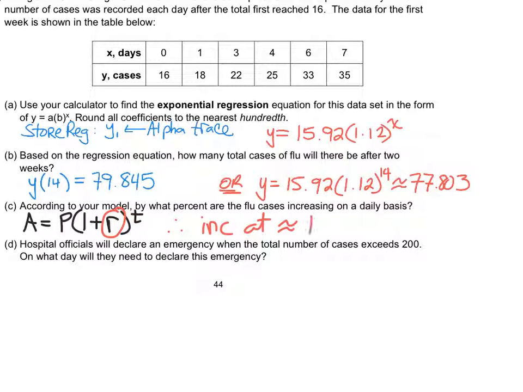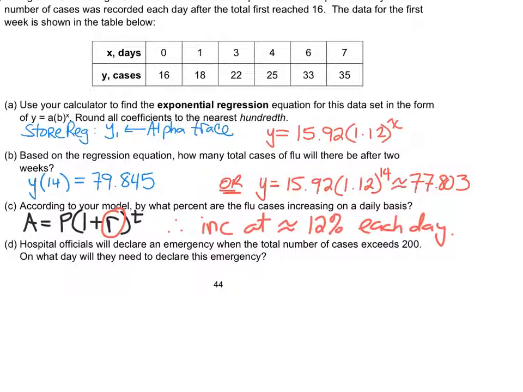This is 1.12, so it's like 1 plus 0.12. If it were a value less than 1, that would show a decrease, which would mean that the situation is improving, but that's not what's happening here. So 12% increase on a daily basis. It doesn't take much. You go into your table to see what's going on.